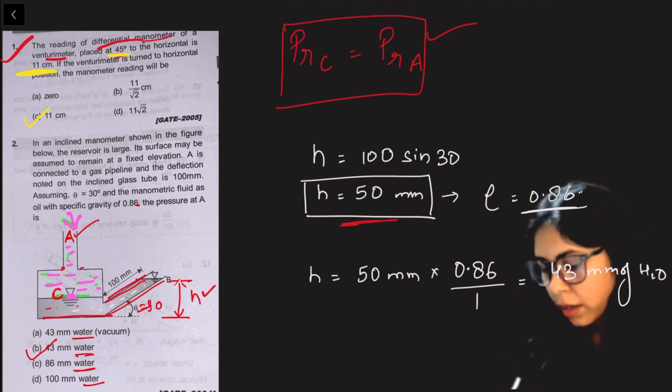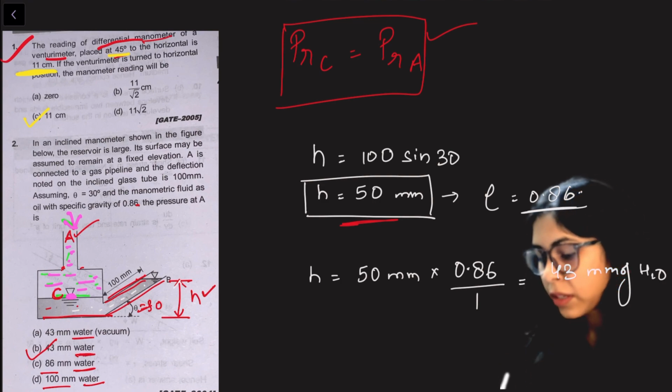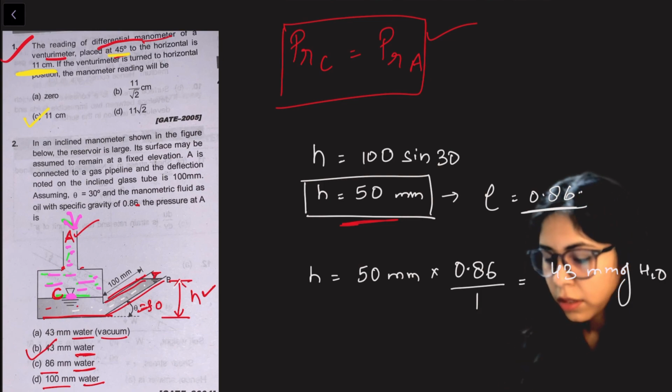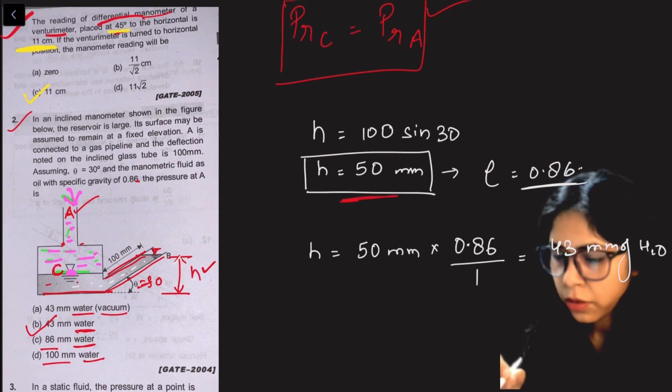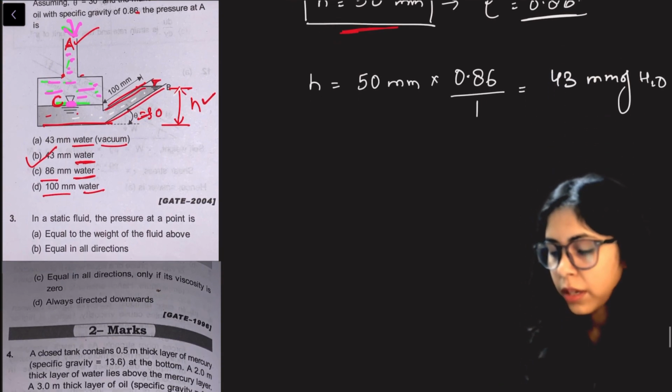Okay, it will not be 86 mm, it will not be 100 mm, it is 43 mm of water. That is also gauge pressure, not at all vacuum, because it is attached to atmosphere. So this is done. We have done question 2 as well. Now let's see question number 3.